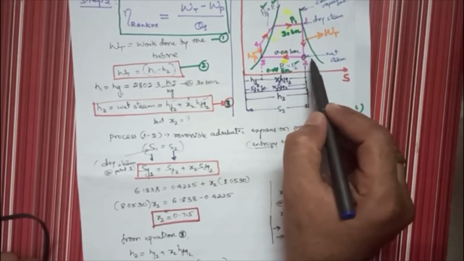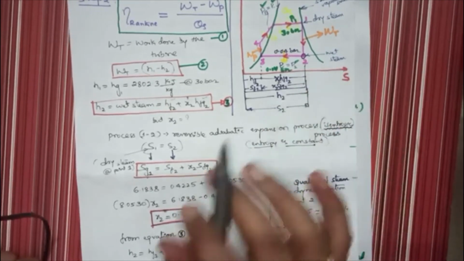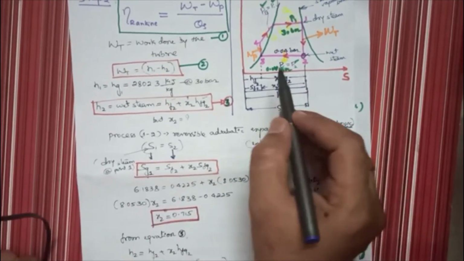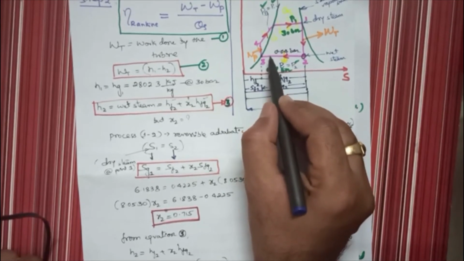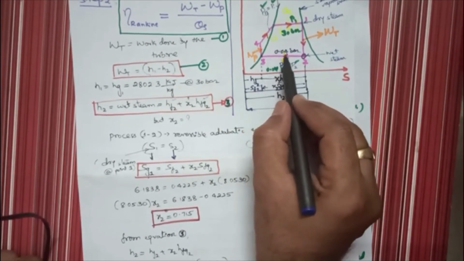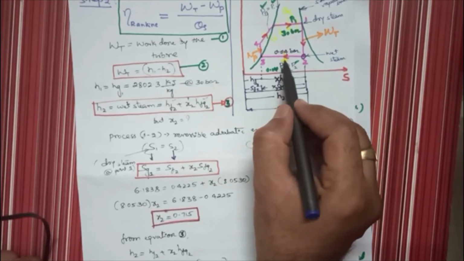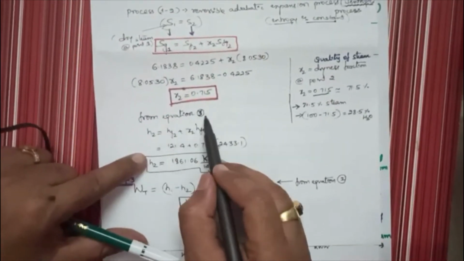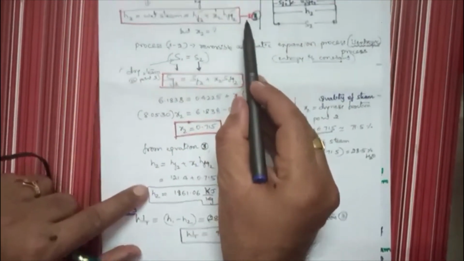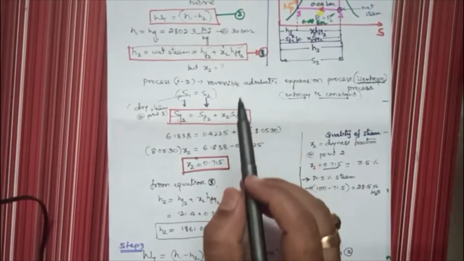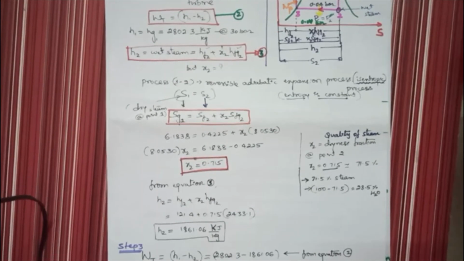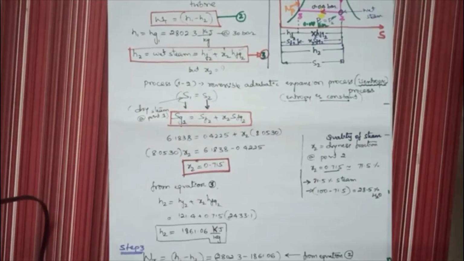71% steam, remaining 25% water. So if it is 71% water, the point number 2 will be somewhere here. If it is 50%, it will be here. Okay. So from equation number 3, here I have given equation number 3. So using equation number 3, you have substituted the value of x2.